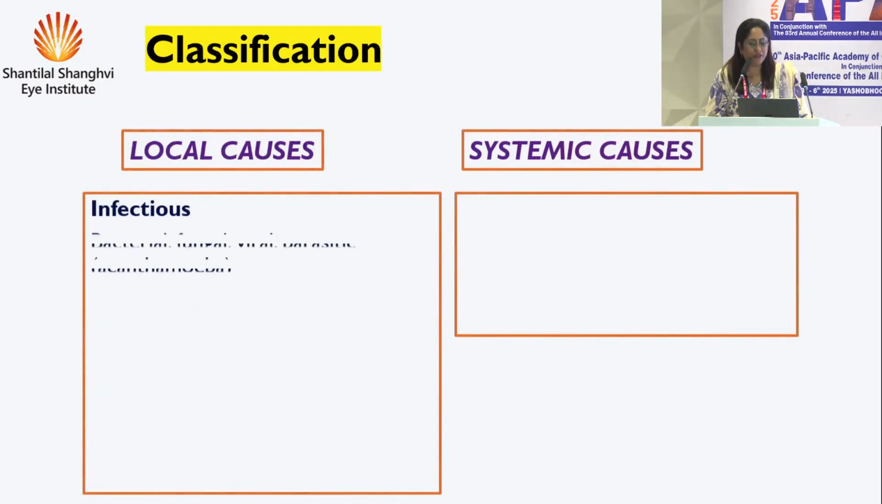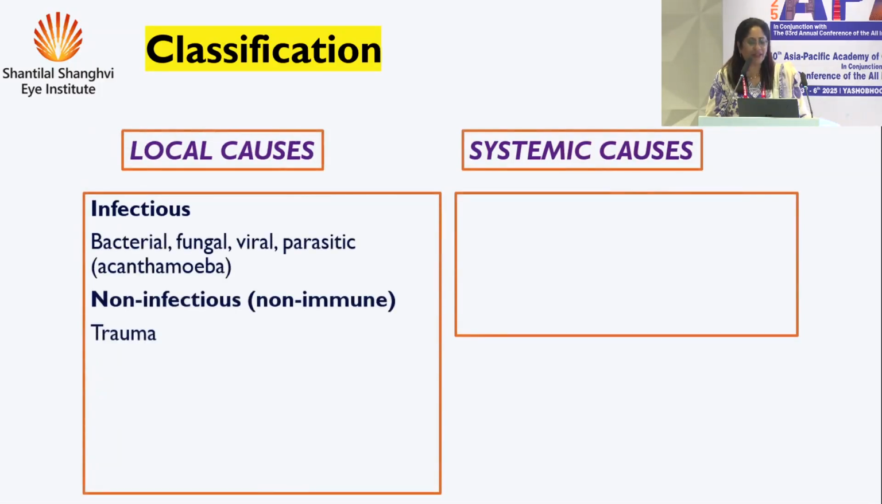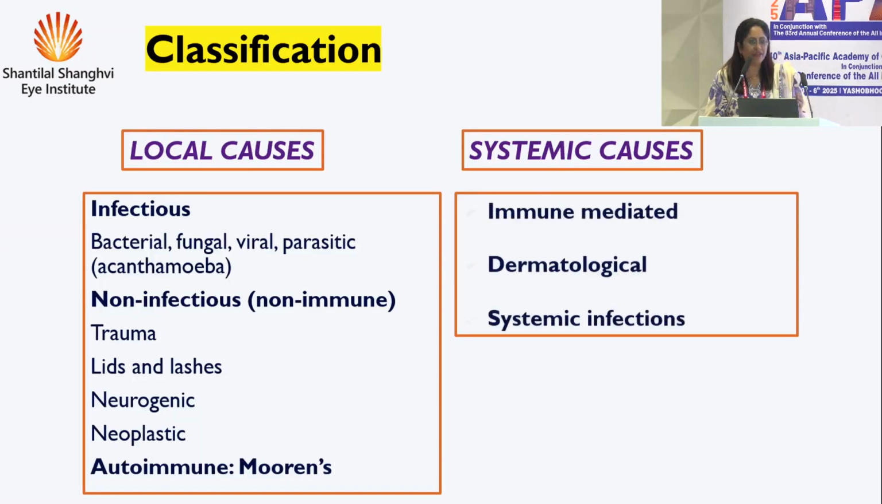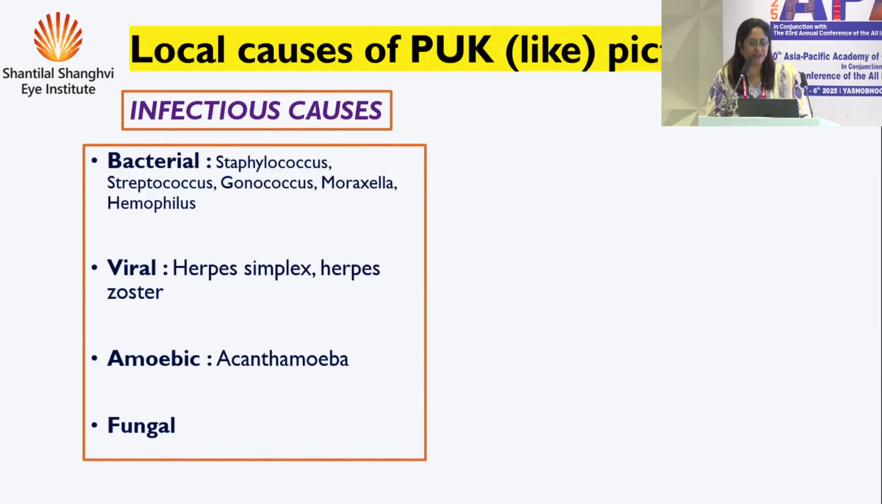Under the local causes, under infections, you can have bacterial, fungal, viral, parasitic. Under non-infectious, something like trauma, or the lids and lashes. I'll come to this in the mimickers of PUK. If they continuously keep rubbing a particular area, and you're not very astute because it's not there all the time, a trichiatic eyelash rubbing the cornea, causing melting, some of us might think it's PUK. Under systemic causes, you can have immune-mediated, some dermatological conditions, and some systemic infections.